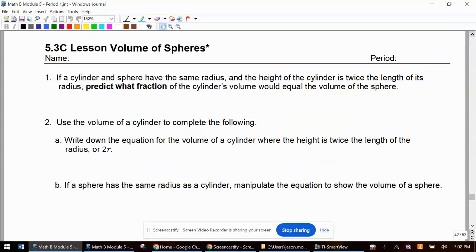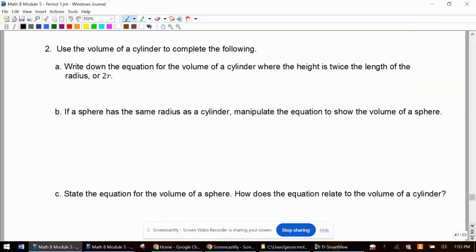This is the first video for the 5.3c lesson on volume of spheres. And we're going to skip down to number 2, and we're going to sketch a picture of a sphere in a cylinder. We might actually start with drawing the cylinder. We're going to start with a cylinder because that was the first shape that we studied. This is the height. This is the radius.